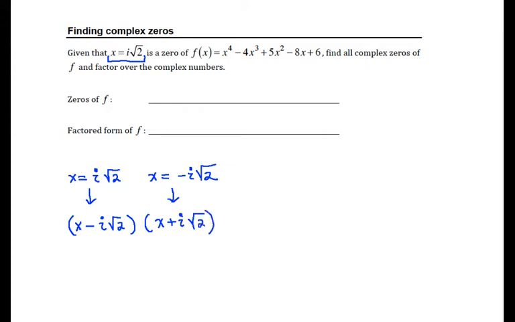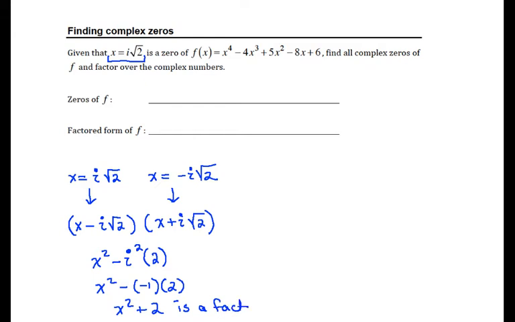We have now a product of conjugates which has only two terms, first term being x squared, the last term being minus i squared times the square root of 2 squared, which is just 2. So this gives me x squared minus negative 1 times 2, just replacing my i squared by negative 1. Simplifying this whole thing gets me x squared plus 2. So this tells me that x squared plus 2 is a factor of this degree 4 polynomial.